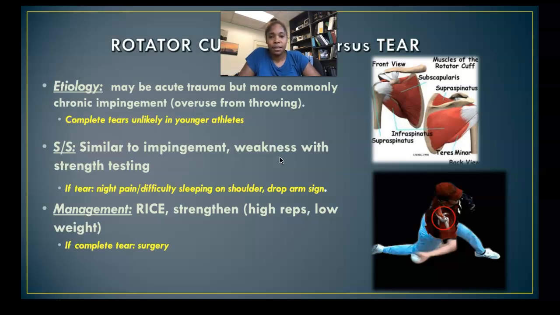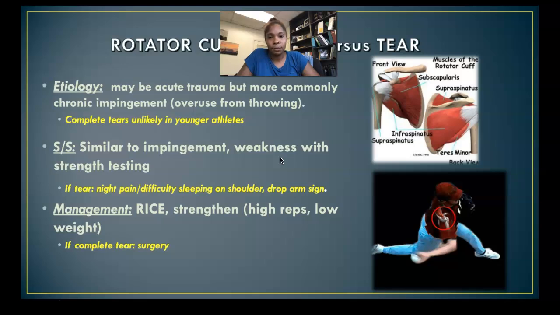If it's a tear, the difference between a strain and an actual tear is the night pain. Most often with a complete tear or rupture of the rotator cuff, they're going to have that night pain, whereas with a strain, they're going to have pain with activity. They might have pain after activity, right? But usually that pain will resolve itself and go away.